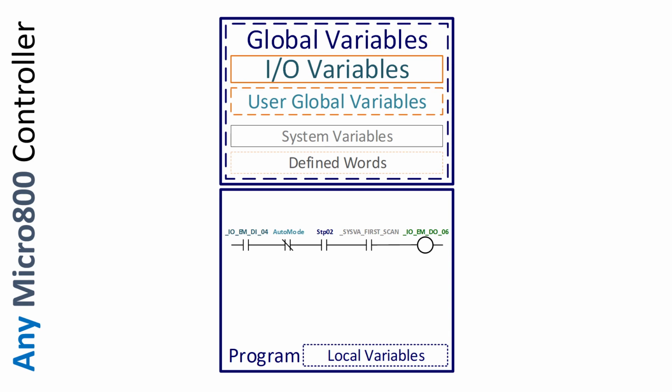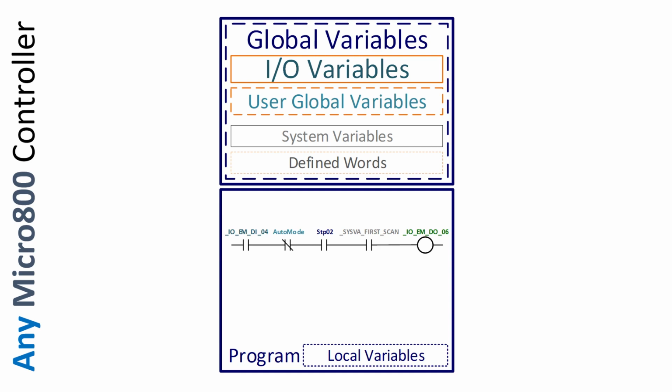Each of these first 4 instructions reads a memory location, and then they are either true or false. They actually are statements, not queries. So in a sense, the first instruction says input 4 is on. That's either true or false. It's in the auto mode, true or false. It's in step 2, true or false. This is the first program scan, true or false.